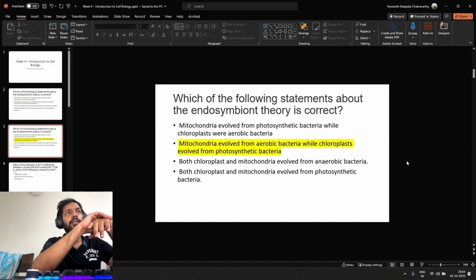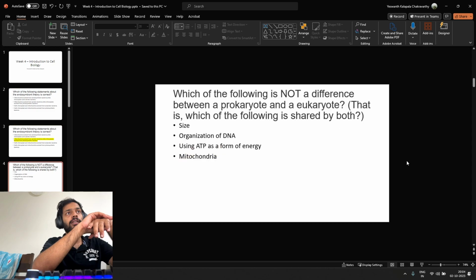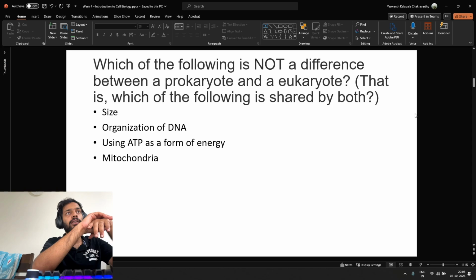Okay. Which of the following is not a difference between a prokaryote and a eukaryote? That is, which of the following is shared by both? Is it the size, organization of DNA, using ATP as a form of energy, or mitochondria? What is shared between prokaryotes and eukaryotes?